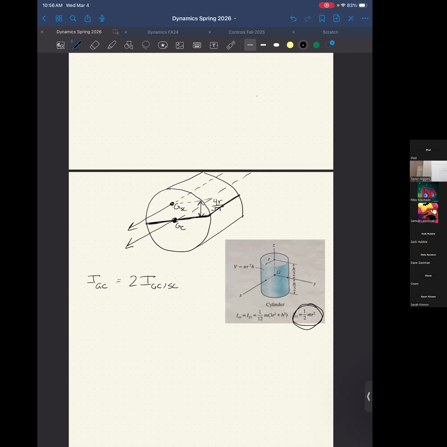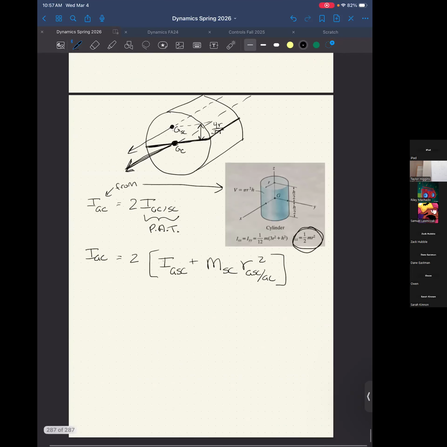Okay, but to find the mass moment of inertia of the semi-cylinder about this GC axis in the very middle, that'll take the parallel axis theorem. So I end up with IGC, which we can get from the equation sheet, equals 2 times IGSC plus M semi-cylinder times R between GSC and GC squared. Sorry, yes.